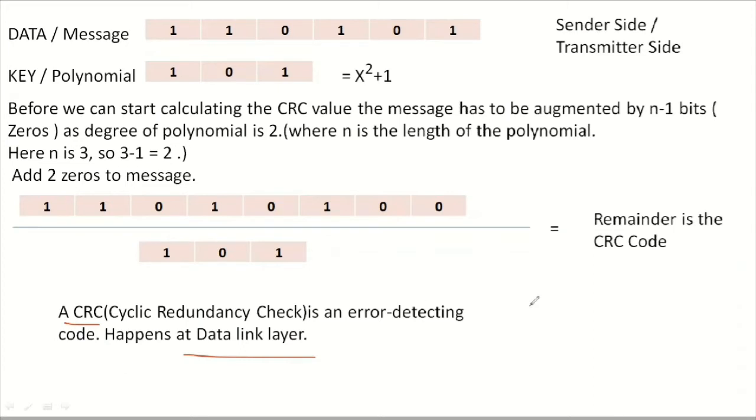So say for example, I want to send 110 and during transmission, this bit has flipped to 1. So the receiver will be receiving 111, which is the wrong data. So to check whether the receiver has received the correct data or not, this kind of error checking technique will be used at the data link layer. So one among them is the CRC.